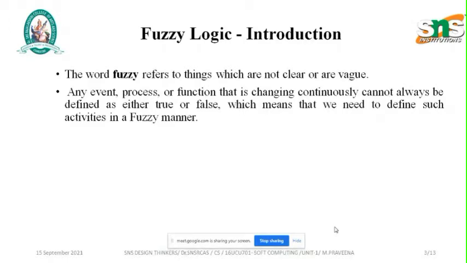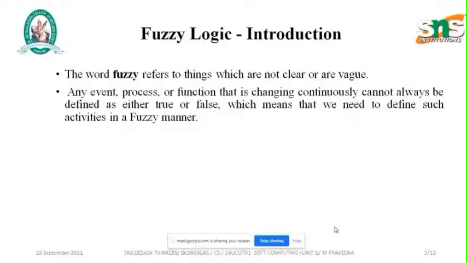Our soft computing subject, as I said earlier, is a combination of biology, physical science, all the sciences, including maths also. So in this session, we are going to see about fuzzy logic. It deals with mathematical terms. So the word fuzzy refers to things which are not clear or vague. That is, we cannot define it clearly. That is called as fuzzy. This state is called as fuzzy state.